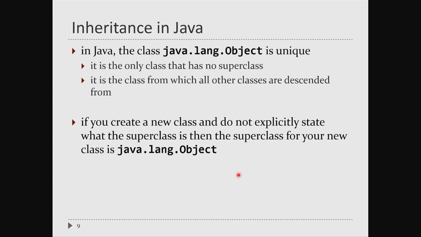Now we haven't actually said anything about extending or being descended from or being a subclass in any of the classes that we've created so far. When we make a class, it's just public class blah. But I'm telling you now that everything's actually an Object. So if you create a new class, but you don't explicitly state what the superclass is, then the compiler assumes that the superclass is going to be Object.